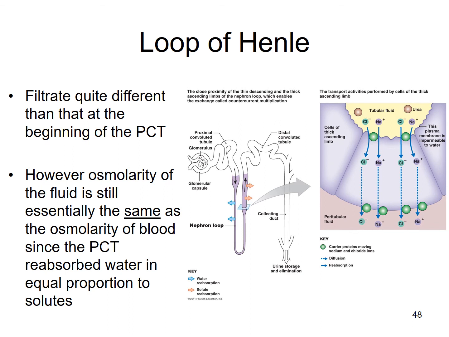Now, when you enter the loop of Henle, your filtrate is quite different than the filtrate at the beginning of the proximal convoluted tubule. But because you've absorbed approximately the same percentage of water and the overall percentage of solutes, the osmolarity of the fluid is essentially the same, because the proximal convoluted tubule reabsorbed water and solutes in equal proportions.